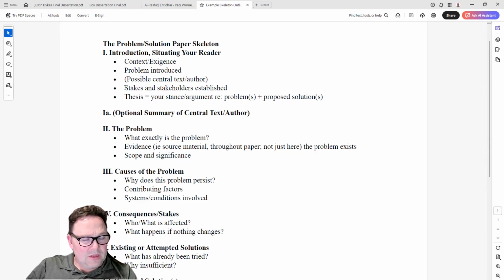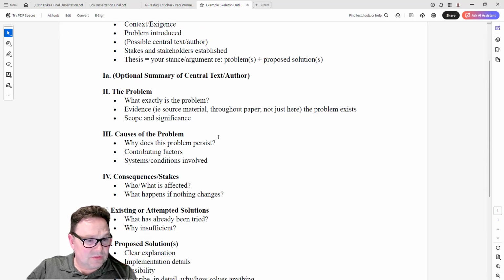Moving down here a little bit, if you do have a central author or text, you may want to take a moment to summarize that here for your reader so they see what you're up to as you move through your paper. If you don't make this move in your intro and you're not going to, go ahead and omit this part. This is just optional.